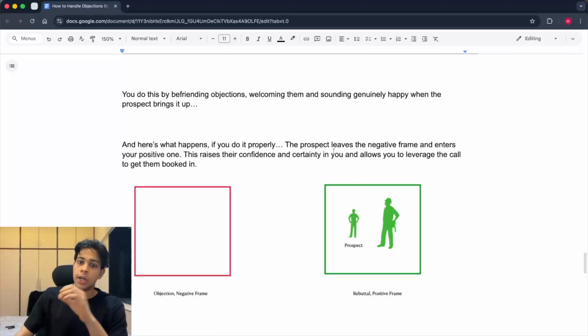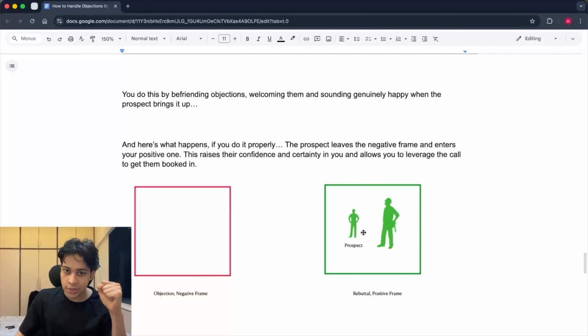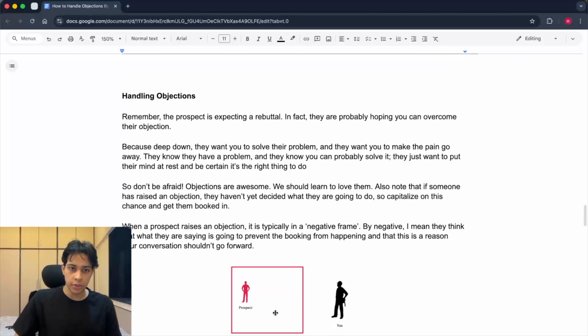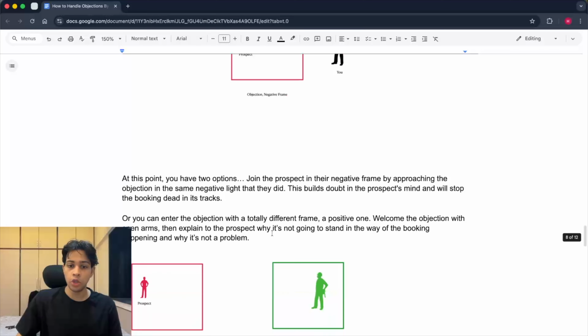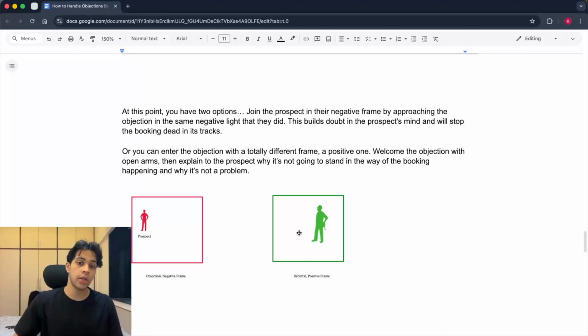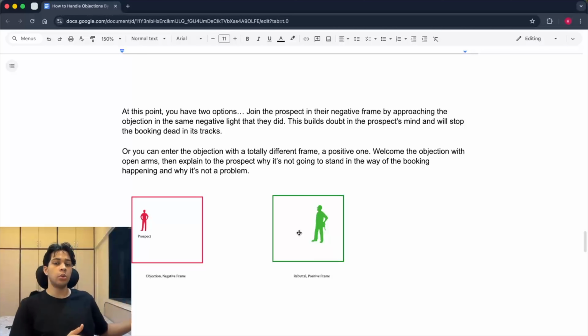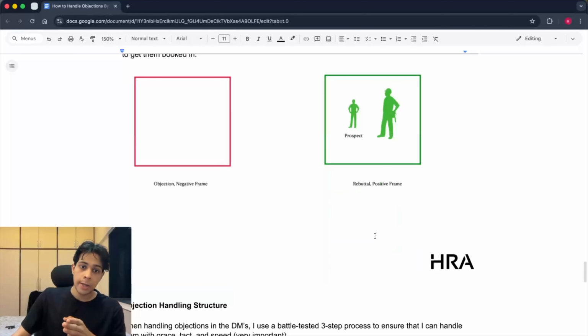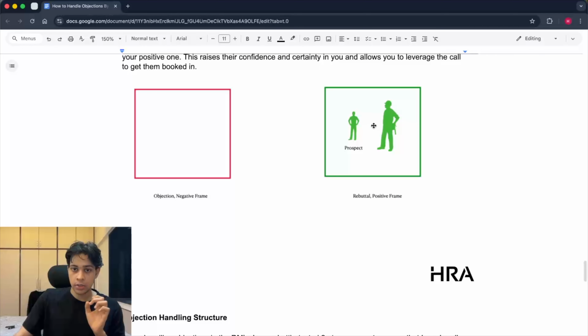And here's what happens. If you do it properly, the prospect leaves their negative frame and enters your positive one. And this raises their confidence and certainty in you and allows you to leverage the call to get them booked in, okay? Just to reiterate, they bring up the objection and they're in a negative frame. You come in a positive frame and you just welcome the objection with open arms and you're like, glad that you asked this. This is why this will work, okay? You are in a positive frame. And now you stay in that positive frame as long as the prospect leaves the negative frame and joins you in the positive frame that you are in, okay? Once they join you in this, you're good to go.